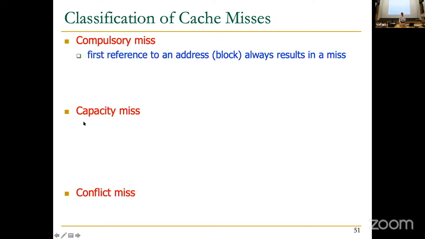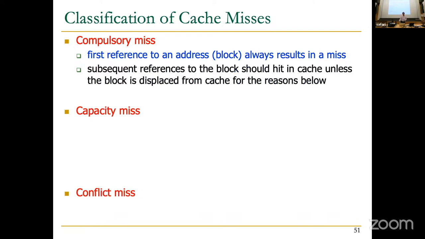Compulsory is the first reference to an address. Whenever I talk about an address, I'm talking about a block address from the perspective of the cache. It always results in a cache miss. This is compulsory. You cannot eliminate it with just caching, right? Subsequent references to the block should hit in the cache unless the block is displaced from the cache for these reasons. Either it's a capacity miss or a conflict miss.